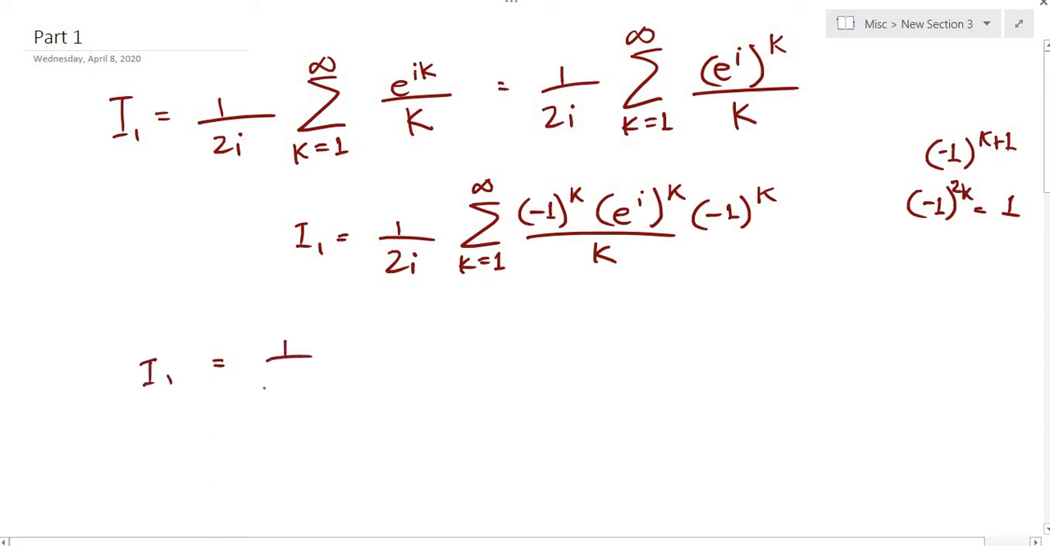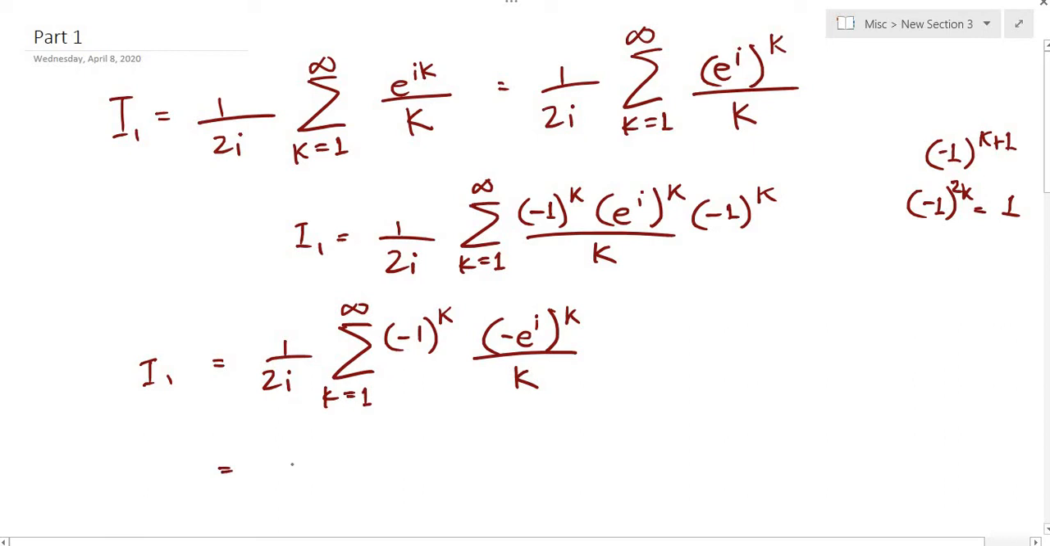So I1 is basically 1 over 2i times the sum from k equals 1 to infinity. Well, we have a negative 1 to the kth power outside. Why don't we take negative 1 and e raised to i under a common power? So we'll have negative 1 times e raised to i, the whole thing to the kth power, divided by k. Well, we have negative 1 to the kth power fixed. Now we need another negative 1 to make this alternating part negative 1 to the k plus 1th power. So why don't we multiply and divide by negative 1?